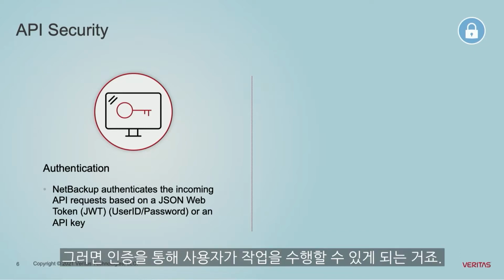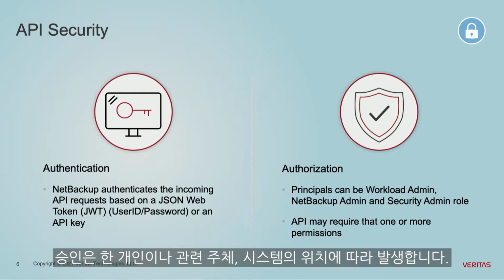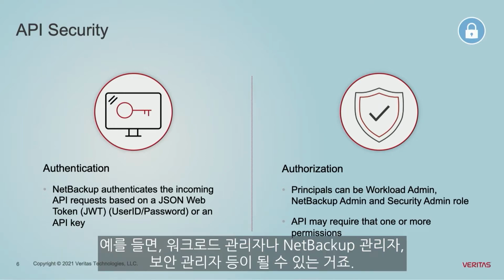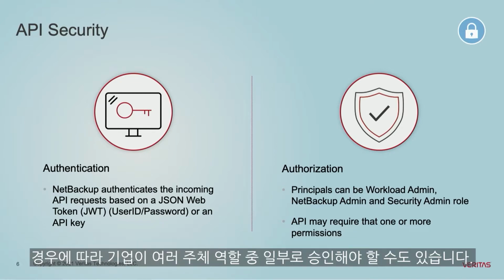And that authentication then says if you're allowed to do something. Well, once that happens, we then authorize that user to perform certain tasks. And this is based upon a persona or a principal for that person or that system. It could be, for instance, a workload admin or the NetBackup admin or a security admin. Well, once we've done that authentication and authorization, then the APIs, before you can actually execute, will check those permissions. And in some situations, you may have to have authorization as part of multiple principal roles.